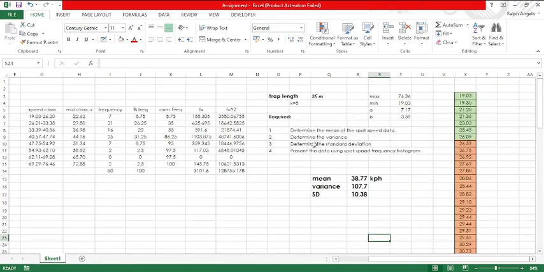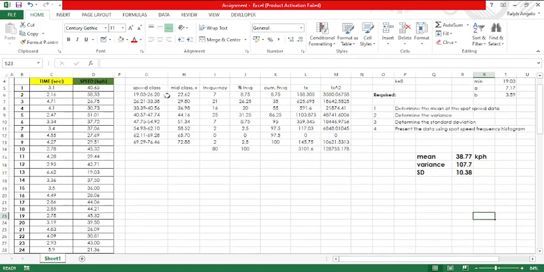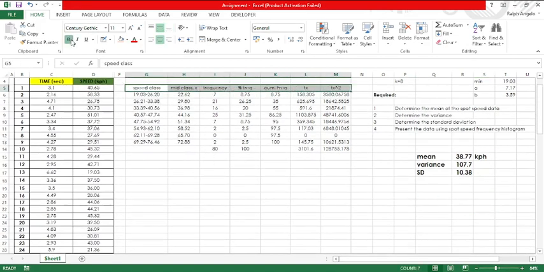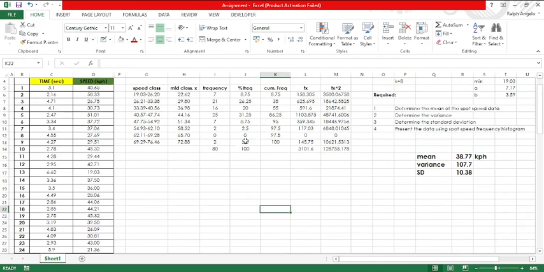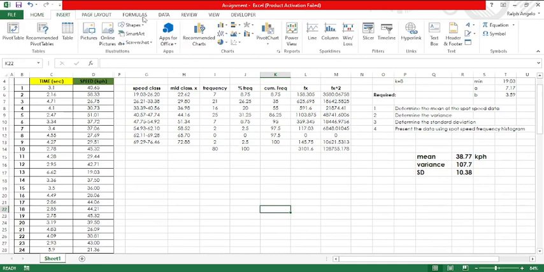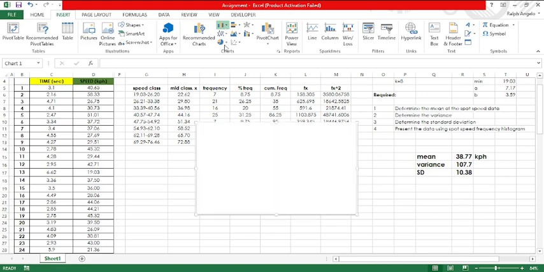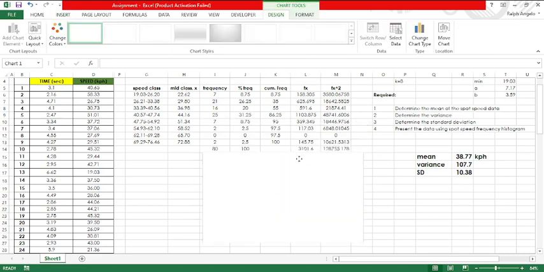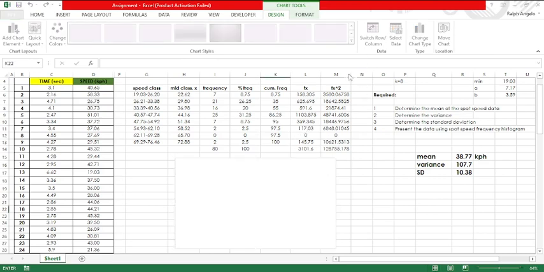So for the next, we already have the standard deviation. The last part is that we have to present our data using a spot speed frequency histogram. To do that, all you have to do is click insert in here, the chart, this one, and then right click and select data, and then click add your series name. You just have the name of the Enrile Avenue.